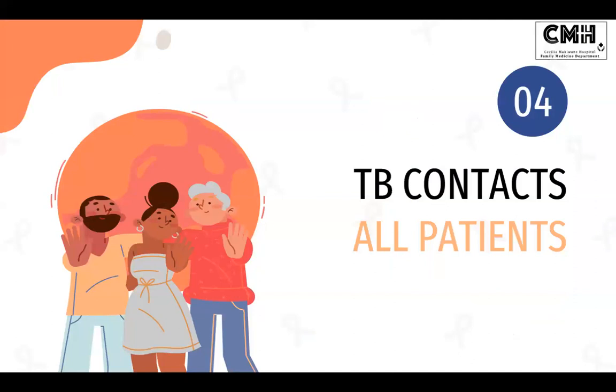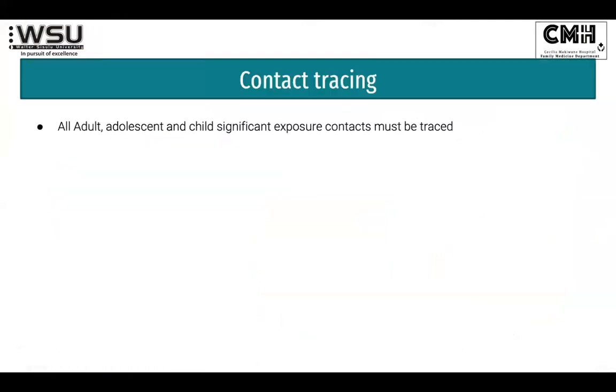So now we're going to move on to the TB contacts. And we've already spoken about what our definition for exposure is. And of course, to be able to give all our contacts TPT, we have to trace all our contacts. So all adults, adolescents, and children with significant exposure, contacts must be traced.